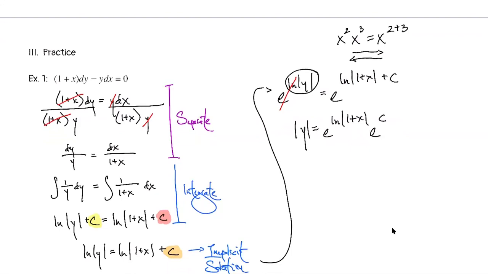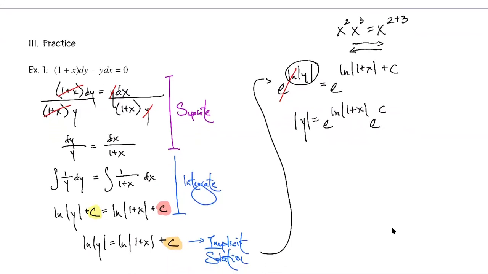The nice thing about that, and the reason why we do that, is because e to the c, e is a number, c is a number. So everything in that orange is a number. And so what we usually do is we take that whole thing in the orange and we just call it a constant. We don't even write the e to the c, we just write it as a constant. And then the e to the natural log of 1 plus x, those again undo each other and we have 1 plus x.